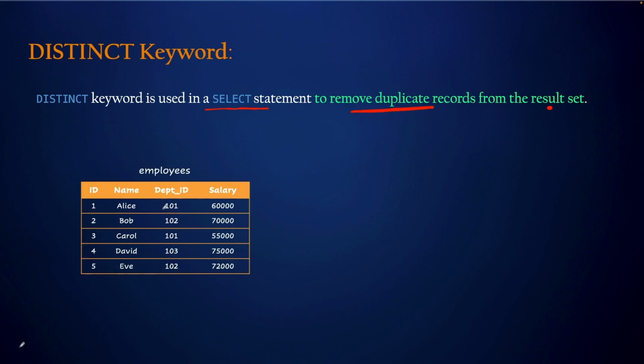Let's study this with an example. You have an employees table with IDs, names, department IDs, and salaries, right? And we'll see the syntax here. In the syntax, you're writing a select statement. In the select statement, you first write select, and now you write a distinct keyword here.